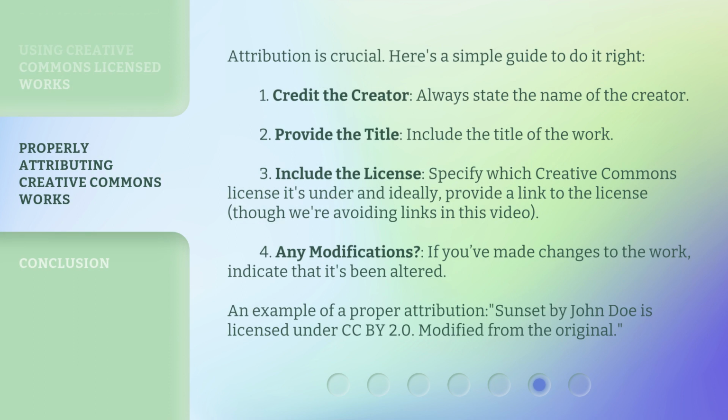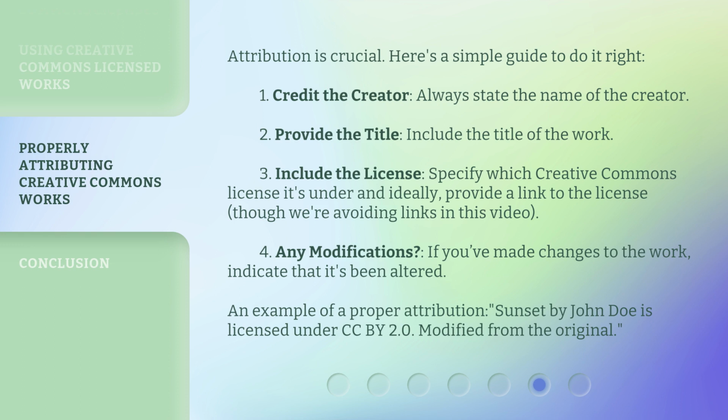Attribution is crucial. Here's a simple guide to do it right. 1. Credit the creator. Always state the name of the creator. 2. Provide the title. Include the title of the work. 3. Include the license. Specify which Creative Commons license it's under and ideally, provide a link to the license, though we're avoiding links in this video.